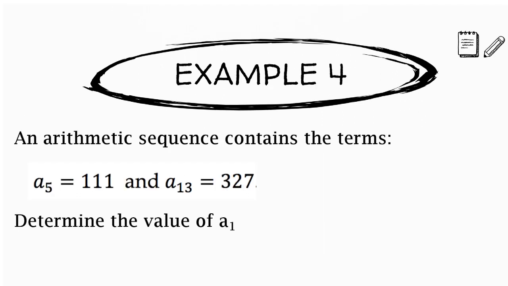In this example, we're told that the 5th term of an arithmetic sequence is 111, and the 13th term of an arithmetic sequence is 327. Pause the video and see if you could figure out the value of the first term. Did you find out that the answer for the very first term was 3? If so, you got the answer right.